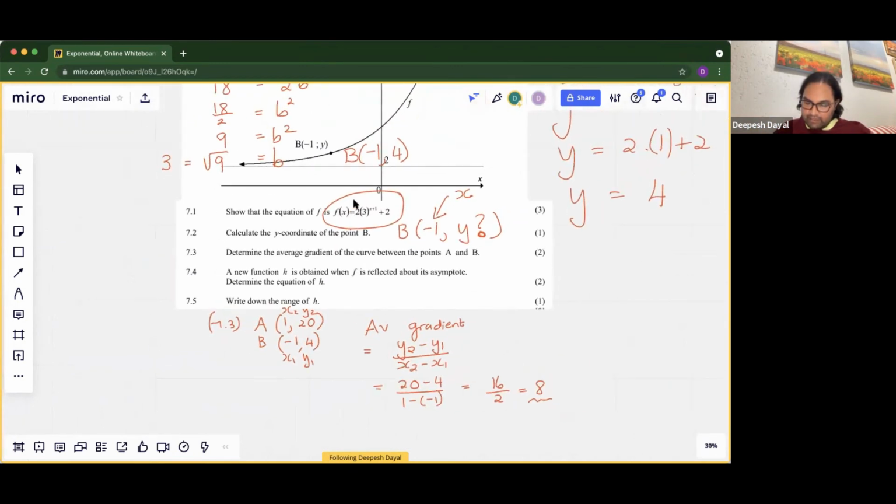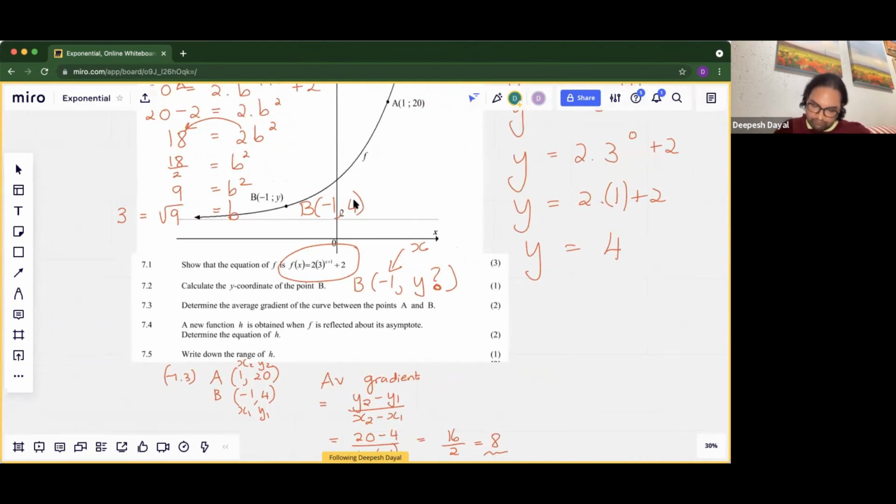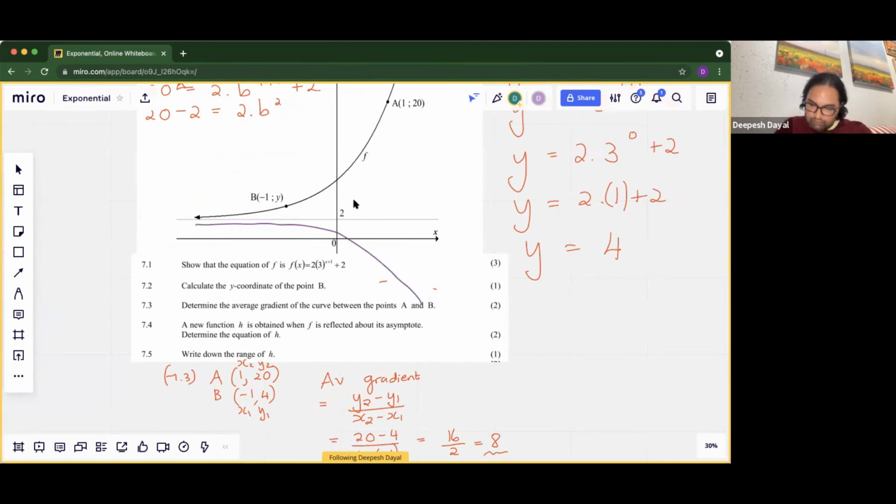So it's reflected about the asymptote. The asymptote is 2, right? So the graph will look like this. I think I drew it a bit strangely. It should be more like this. Yes, so it should be reflected about the asymptote like that. And what would change in this graph?